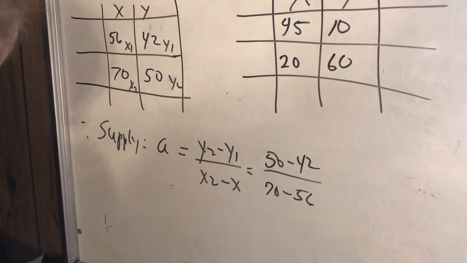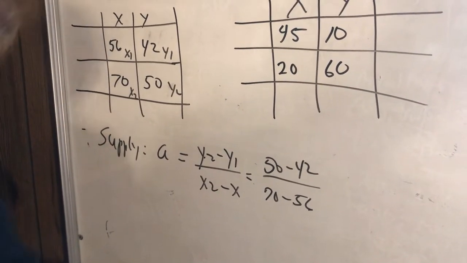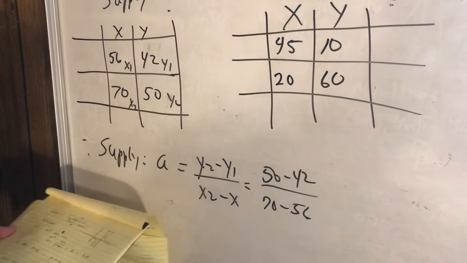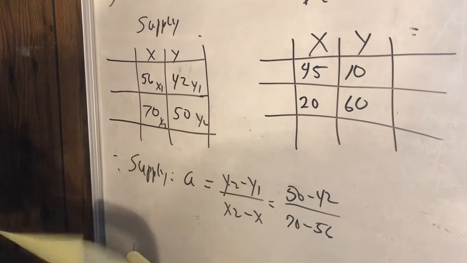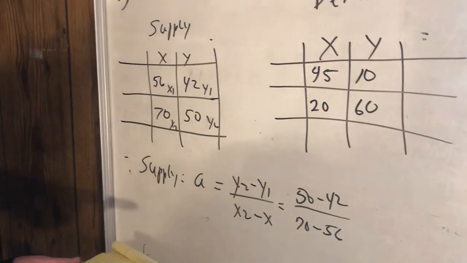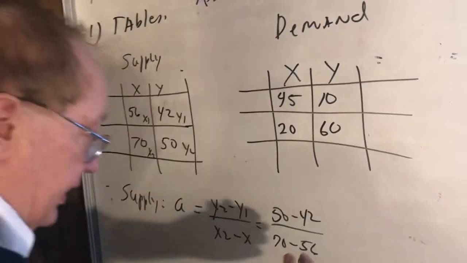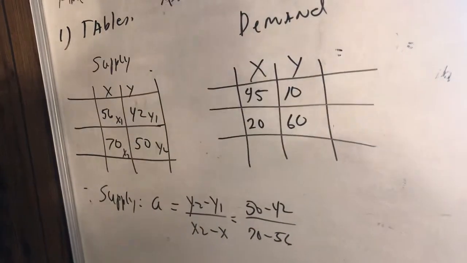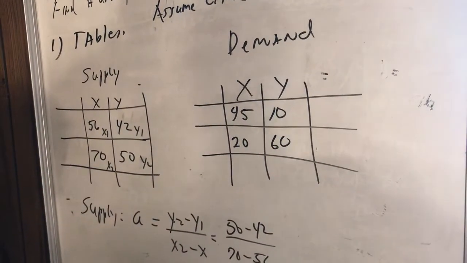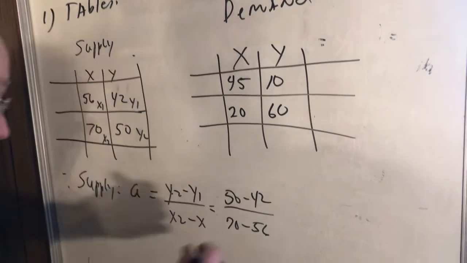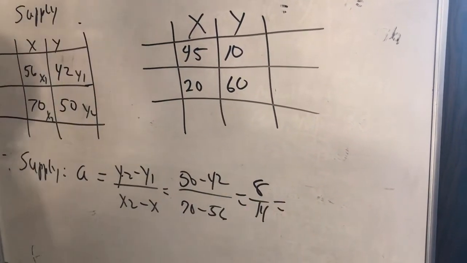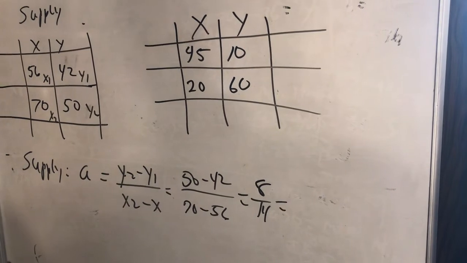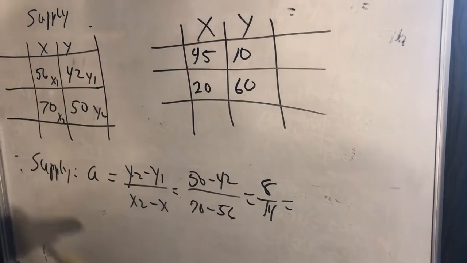Okay, I'm going to flip to my page where I've done this. I don't want to recreate the wheel on this one. This one has a lot of calculations. Here we go. So it's 8 over 14, which is going to be 4 sevenths.